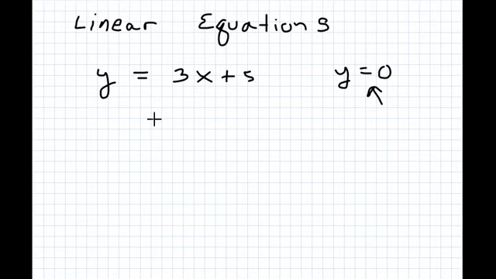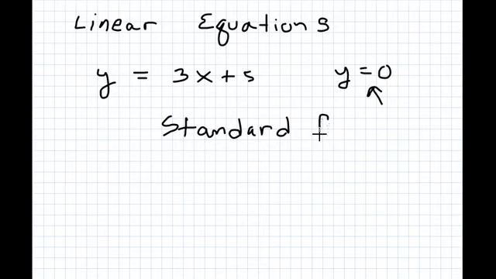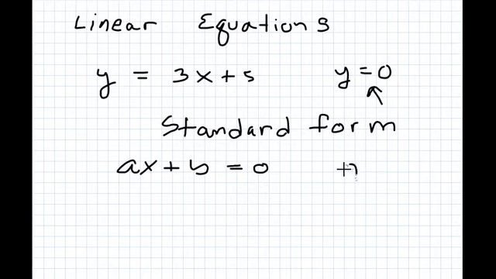The actual standard form of a linear equation, so we'll look at the standard form, is ax plus b is equal to 0, where a is not equal to 0. This is the standard form of a linear equation. And this has exactly one solution, and we can prove that just by solving for x in this problem.